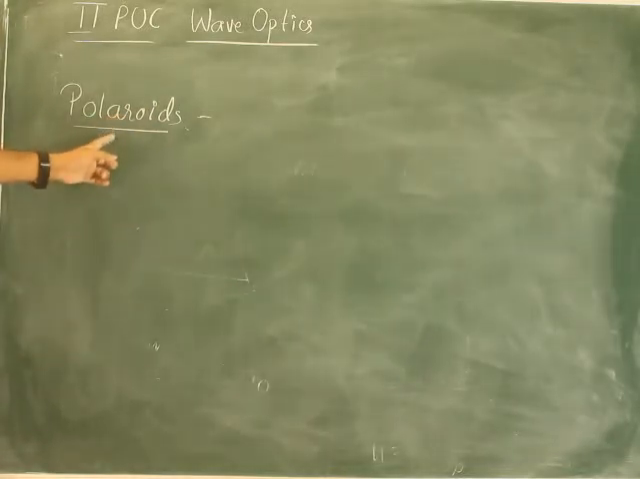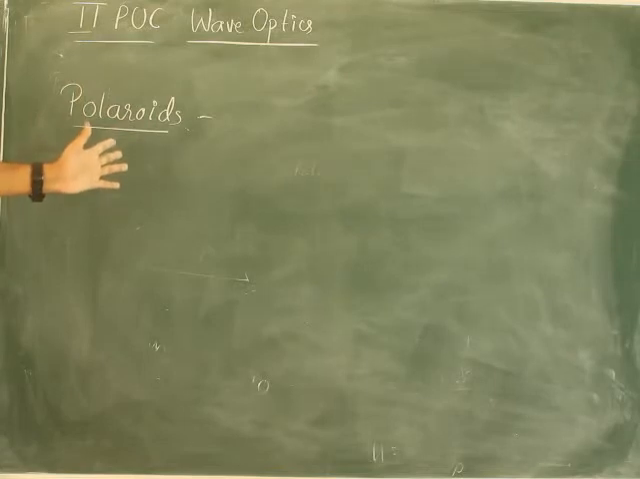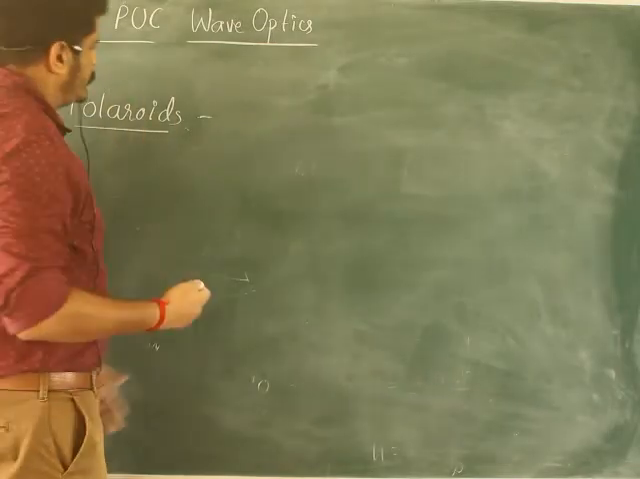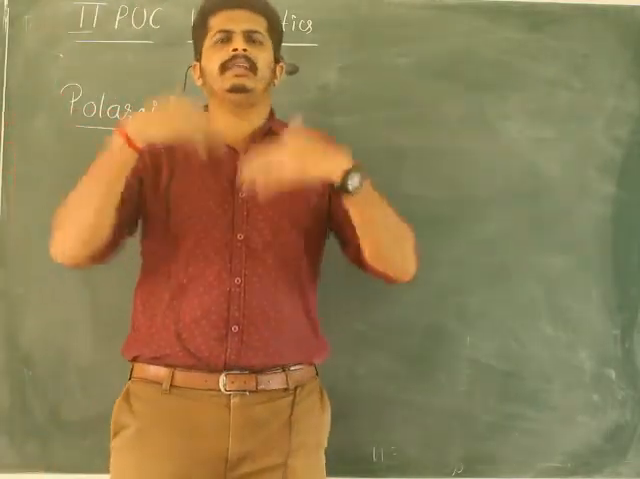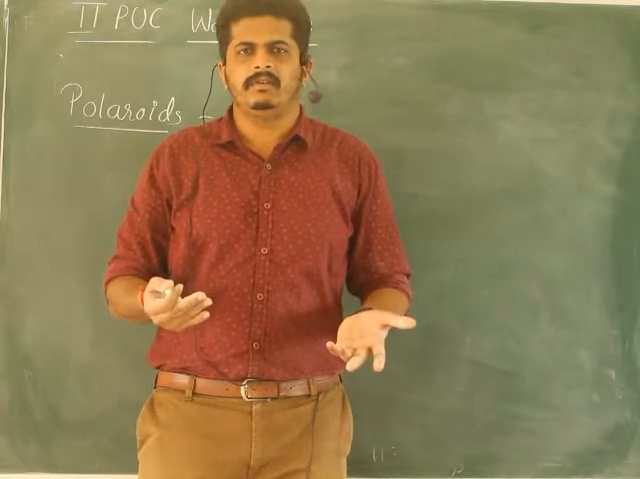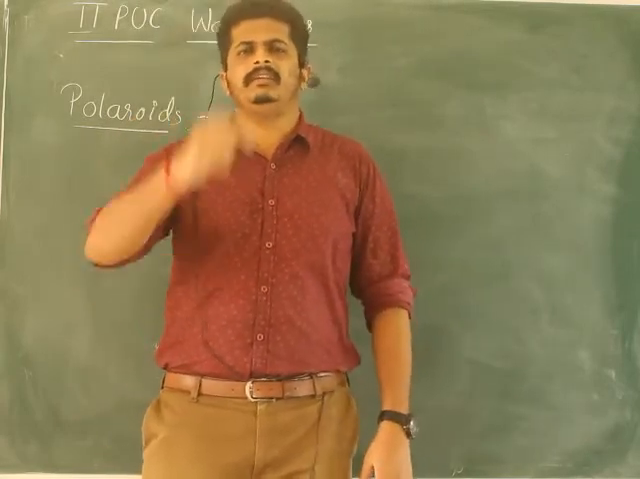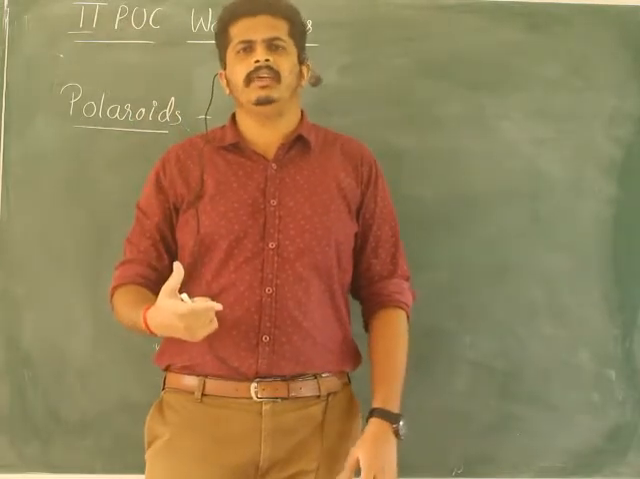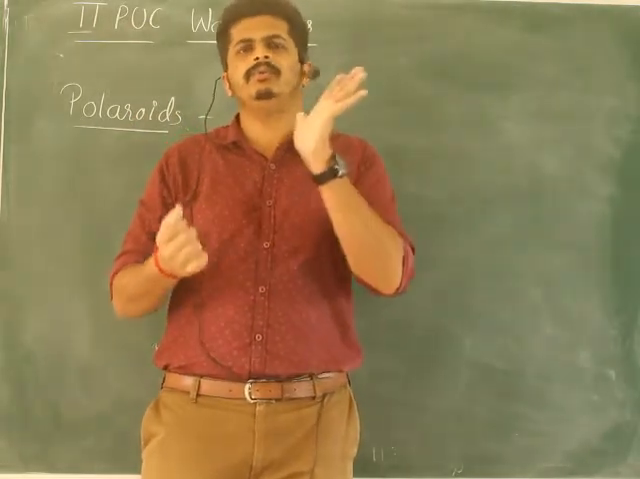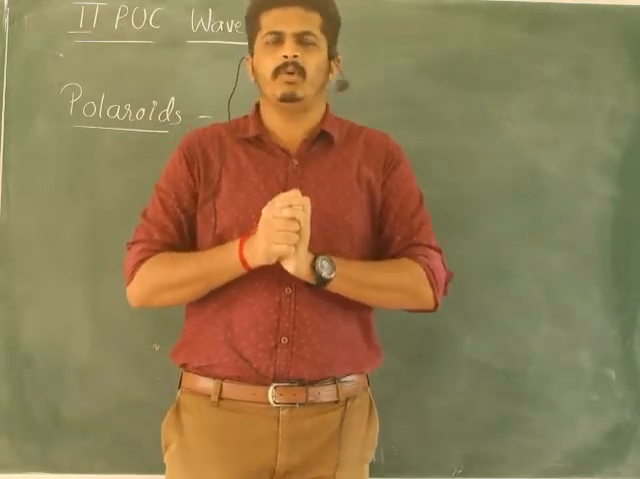So Polaroids. What are Polaroids? These are actually responsible for polarization. That means you have one glass and you want to make it polarized glass. How to make it? You have to add or mix Polaroids there.